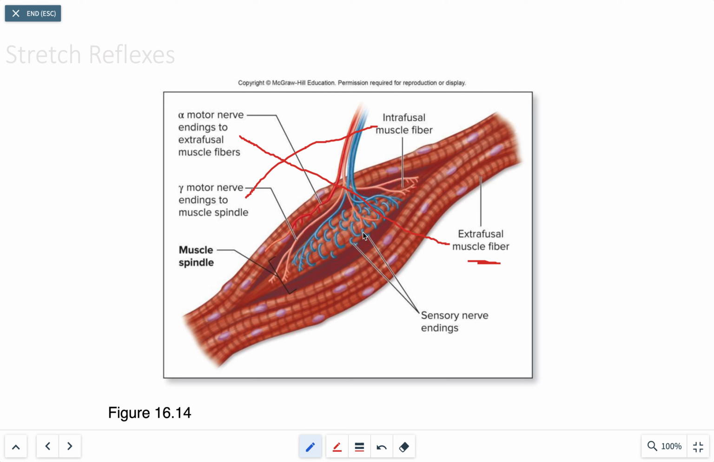And if the stretch becomes too great, then the alpha and gamma motor nerve endings of the muscle will cause the intrafusal and extrafusal muscle fibers to contract. So if this sensory monosynaptic stretch reflex gets activated, what we see is going to be the contraction. The best example is a sprinter running a 100-meter dash. They overextend the leg, causing the hamstring to cramp or contract. That's the easiest way to remember how these work.